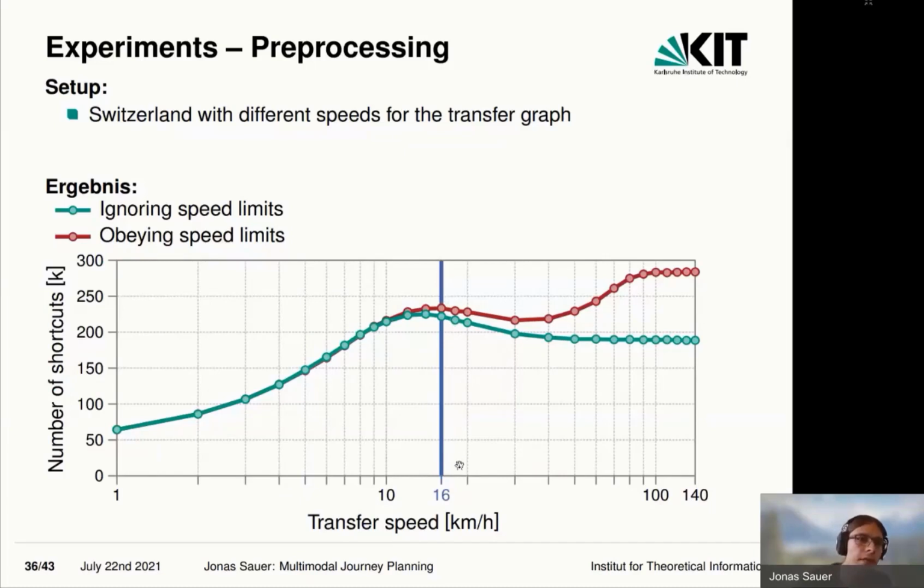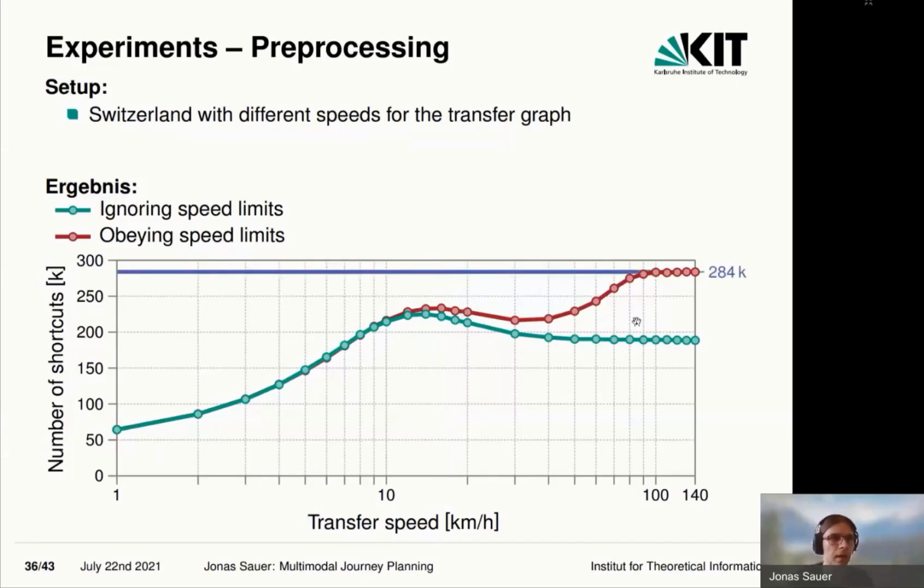And so we get a small peak there for 16 kilometers per hour, which is about biking speed. And then we see something very interesting, which is that the number of shortcuts declines. And we looked at two configurations: one where we obeyed the speed limit of the network and one where we ignored it.